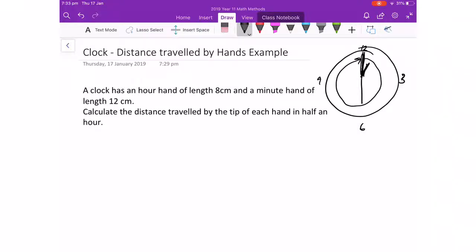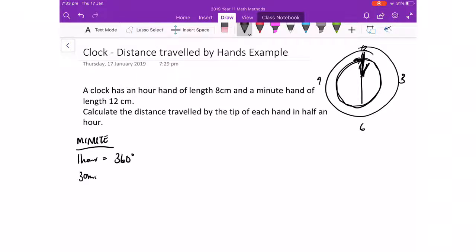It actually travels 360 degrees. I'm just going to focus on the minute hand for now, so I'm going to write minute hand. In 1 hour, the minute hand travels 360 degrees, one whole revolution. From 1 o'clock to 2 o'clock, the minute hand has to go back to the 12. So in 1 hour, it travels 360 degrees, and based on that, I can figure out how far it travels in 30 minutes.